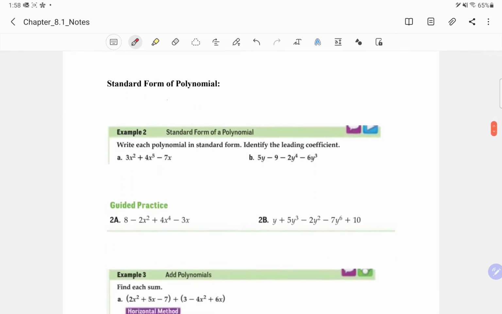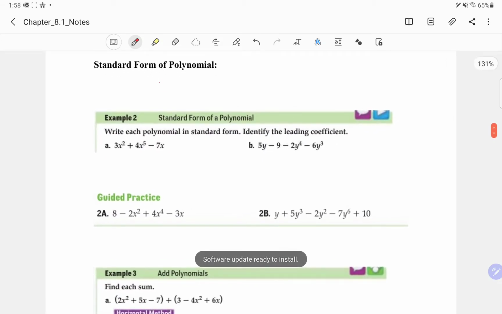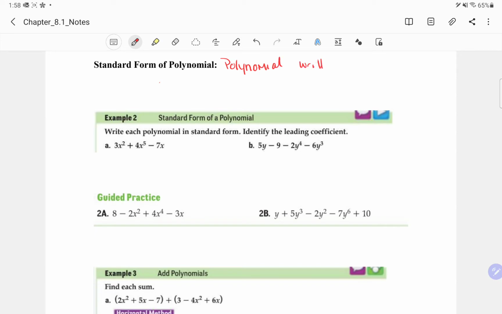All right, so let's look at standard form. And all this is the polynomial written with exponents in descending order.